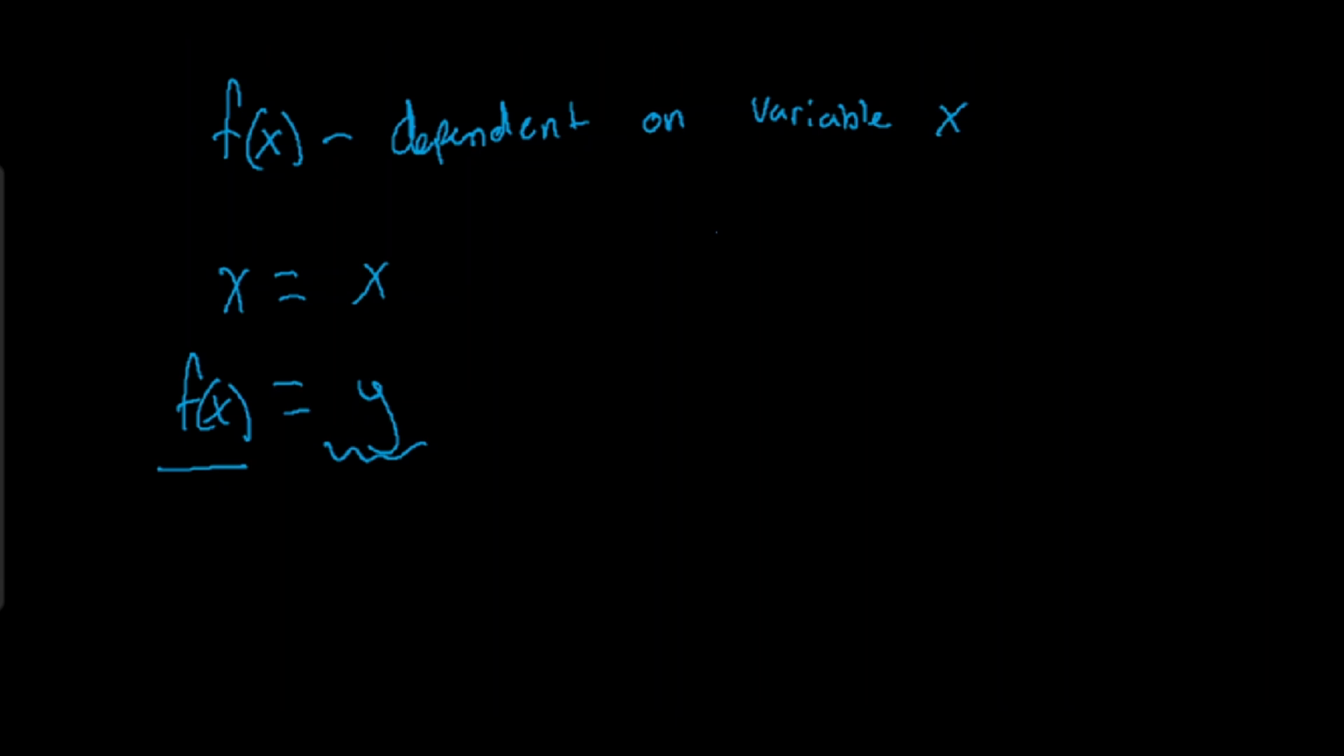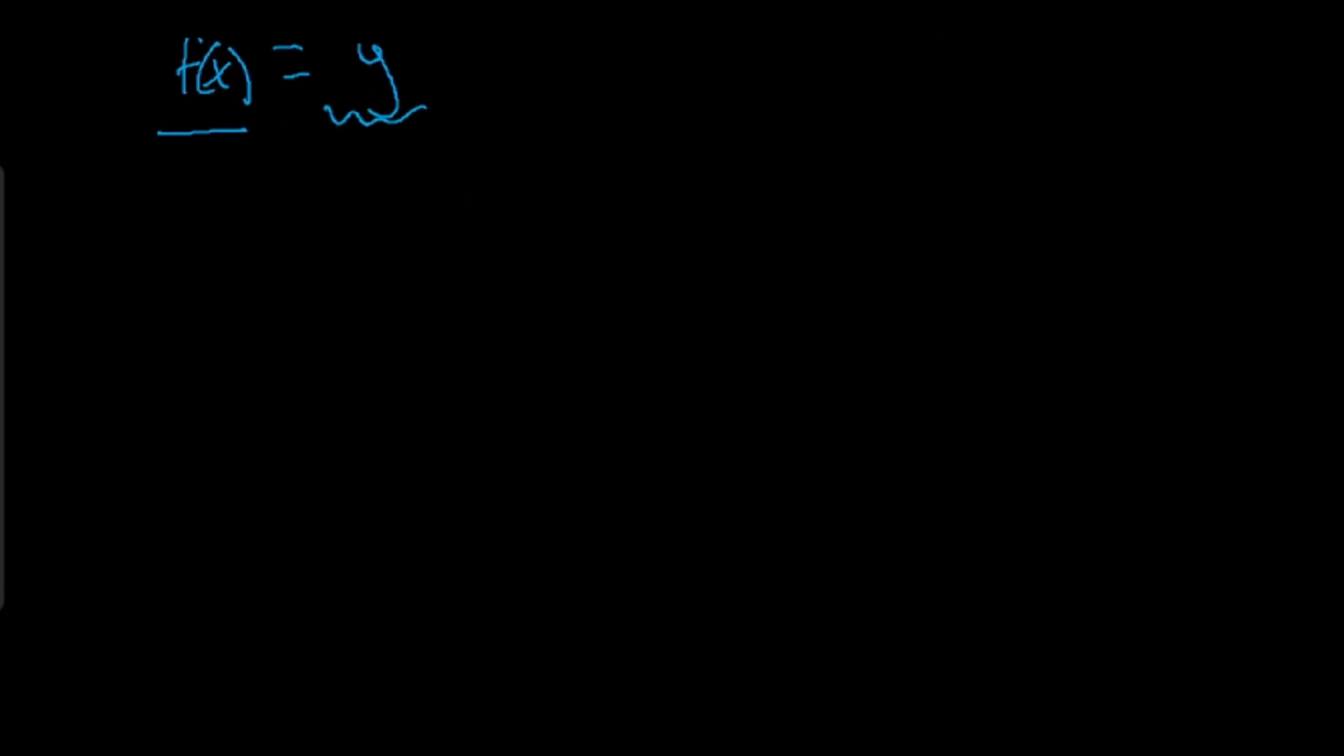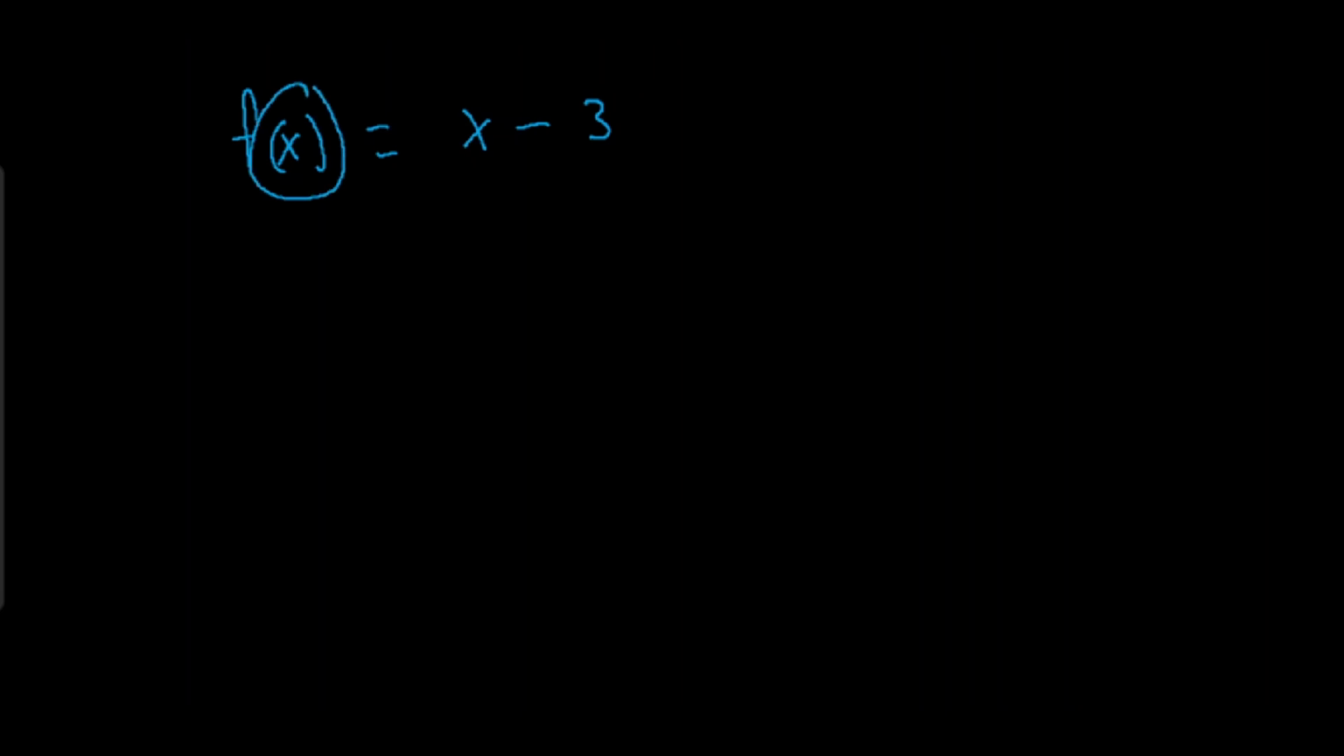Let's start to use numbers here. f of x equals x minus 3. This is a dependent function on the variable x. We know it is dependent by the x in the parentheses. This function will give us an answer if we are given a value for the x.